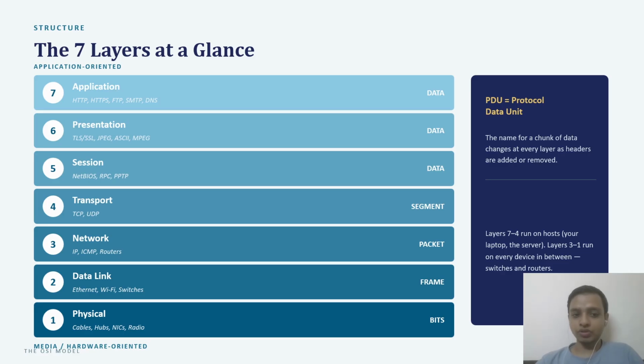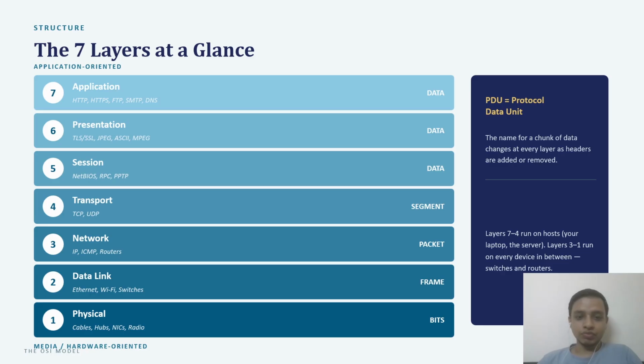Protocols are rules in each layer. We will discuss that. All the protocols are written in each box. The name of the data is different in every layer, which is called the protocol data unit. In physical, it's bits, then it becomes a frame, then in network, it becomes a packet. In transport, it becomes a segment, then in the other layers, we usually call it data.